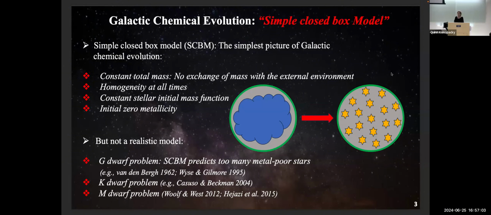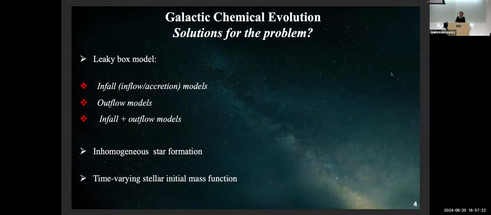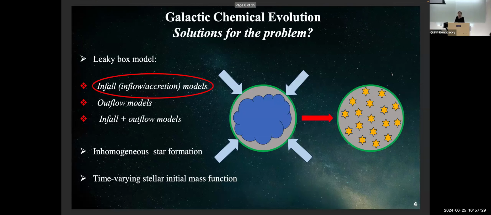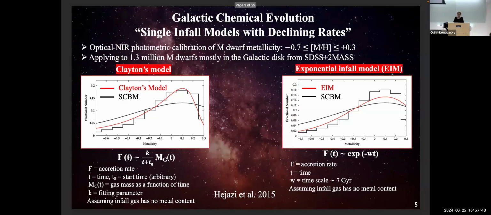But there's a problem. This model predicts too many metal-poor stars, and this is known as the G dwarf problem. But later on, it was observed in K dwarf samples and M dwarf samples as well. To solve this problem, we need to remove at least one of the very simple assumptions. Recently, models like infall or accretion models have received much interest, especially those with declining rates.